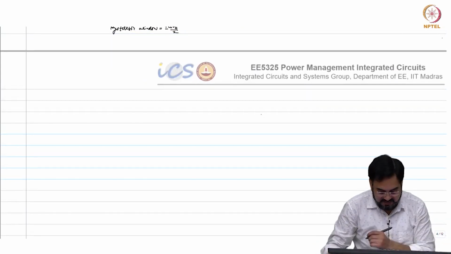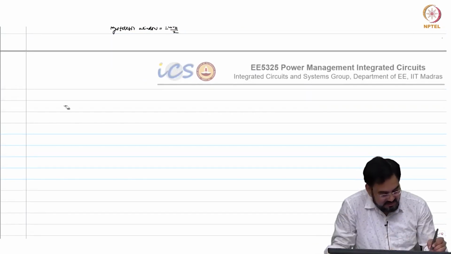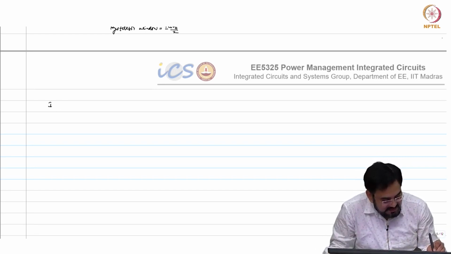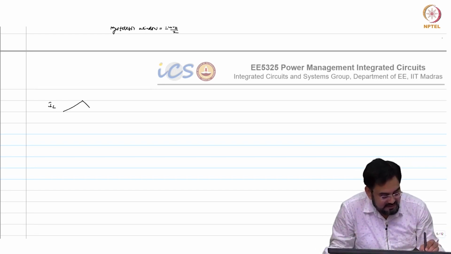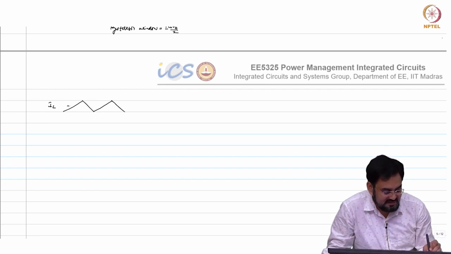We need to draw something here. So what is the profile of the inductor current? This. Okay, and if this is my average current, this is I load.